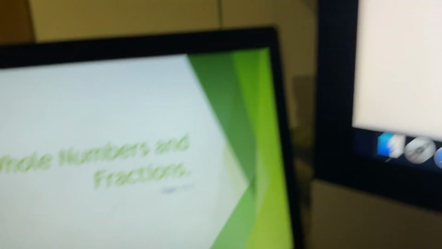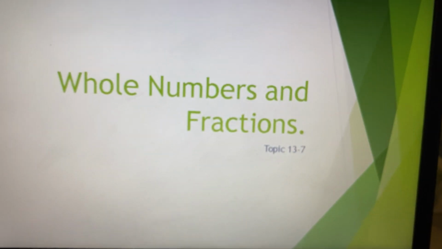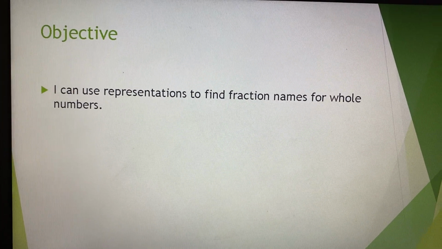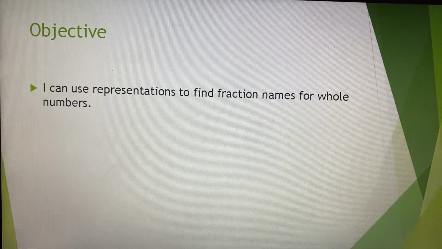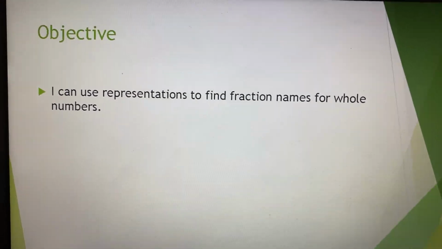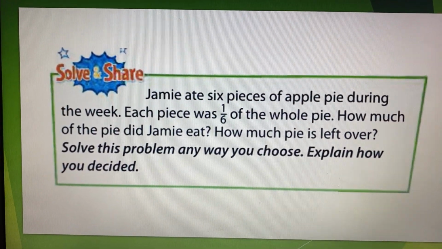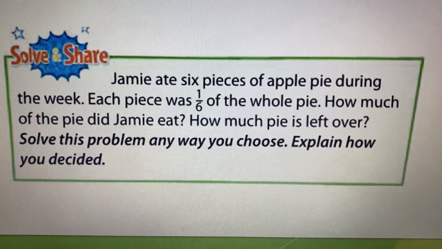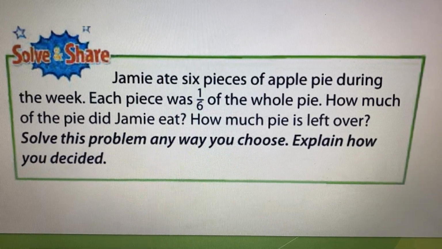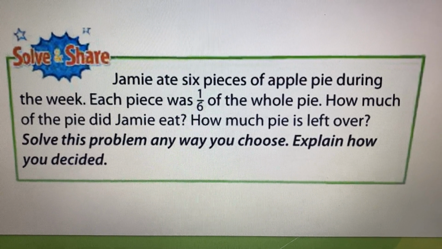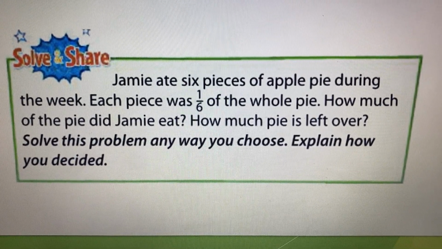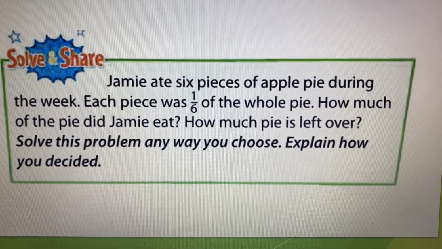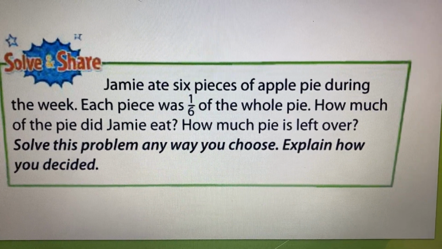Let's now go to our book. The objective of our lesson today: I can use representations to find fraction names for whole numbers. Question number 1. Jamie ate 6 pieces of apple pie during the week. Each piece was 1/6 of the whole pie. How much of the pie did Jamie eat? How much pie is left over?